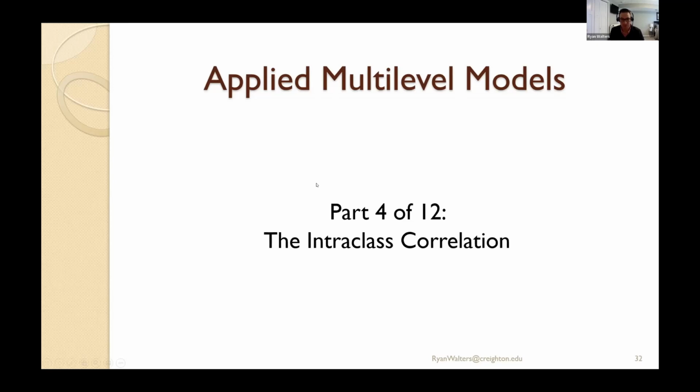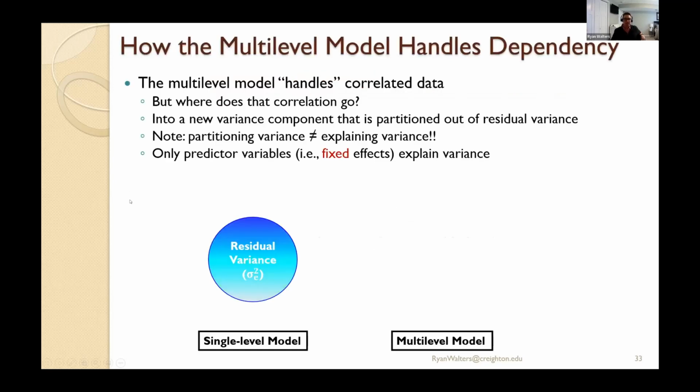So part 4 of 12 is talking about the intraclass correlation. So again, multi-level models, quote unquote, handle dependency. Where does that correlation go? Again, dependency is just a synonym for excess correlation. So where exactly does it go? Well, it goes into a new variance component.